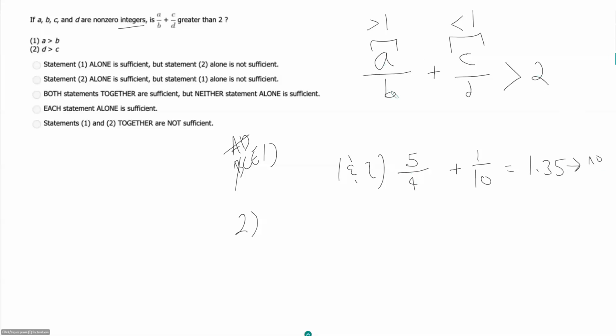But then we could also have a over b be 100 over 1, and then we don't even care about what c over d is. We can use this in the numbers. And so in this case, we're definitely over 2. We're at 100.1, so we would have a yes, but it's still insufficient because either of these are possible, even with our statements together. E.